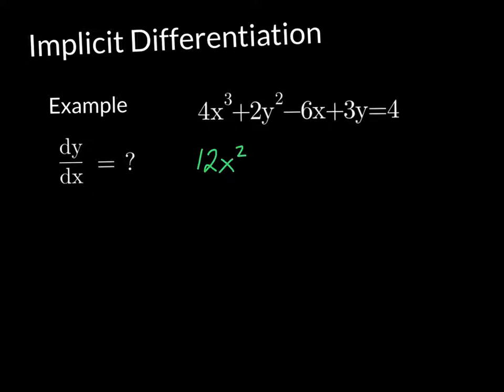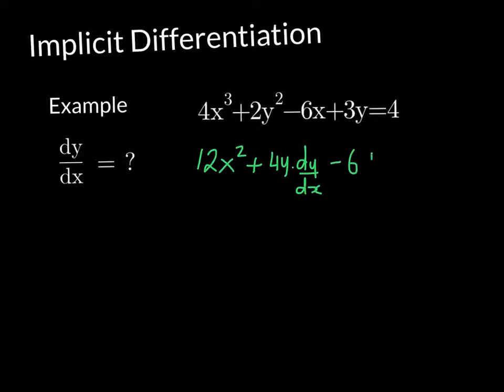Next we have 2y squared. So here we have to use the chain rule to differentiate this with respect to x. So first we differentiate it with respect to y, so it becomes 4y, that's then multiplied by dy/dx. The next term, minus 6x, we can differentiate with respect to x, and it just becomes minus 6.